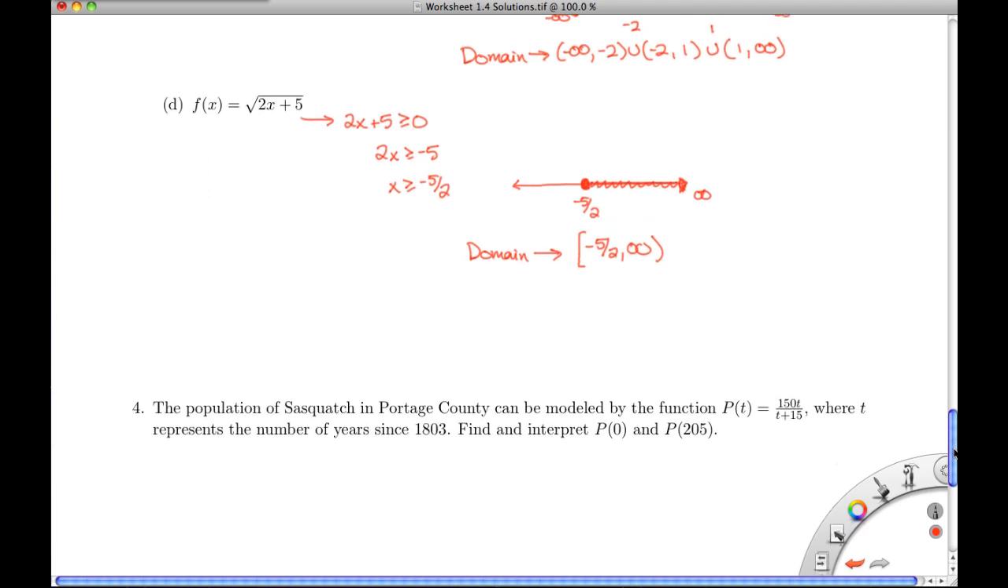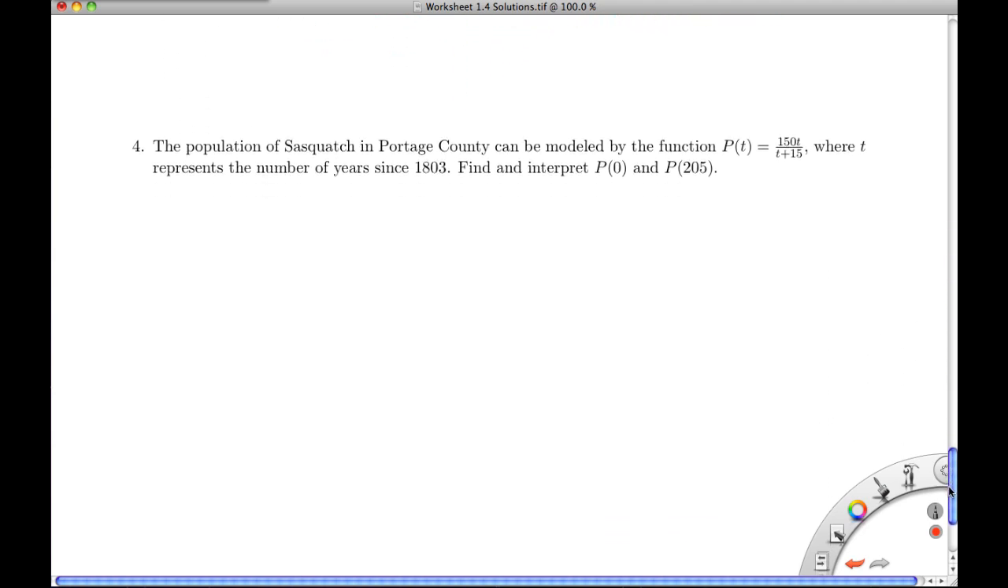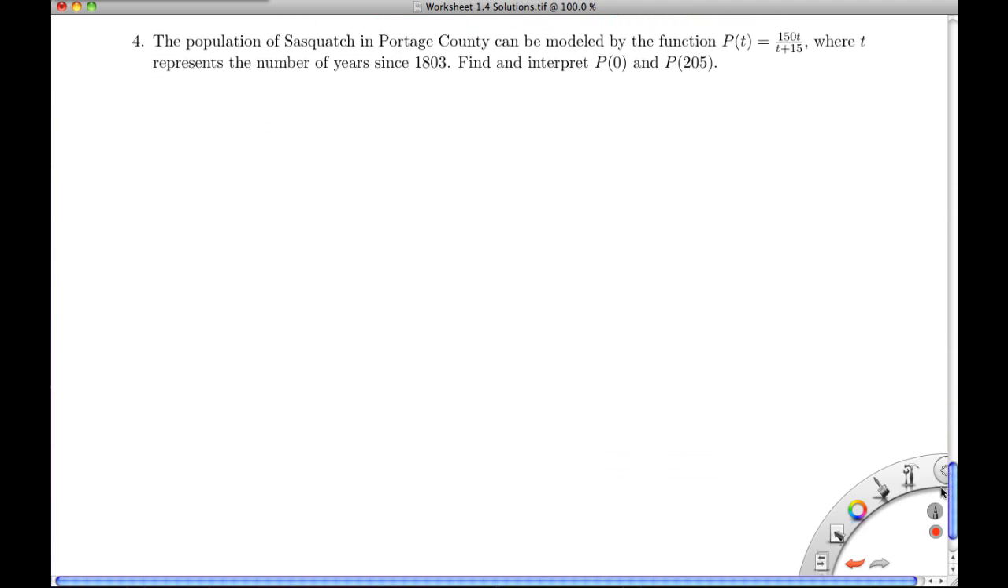So the last problem on this worksheet is actually an application, and we are told that the population of Sasquatch, and just as a side note, the authors really enjoy talking about Sasquatch, so you'll probably see this pop up in a lot of the applications in homework and in these worksheets. But the population of Sasquatch in Portage County can be modeled by this function p of t is equal to 150t divided by t plus 15, where t represents the number of years since 1803, and then we're asked to find and interpret a few values here.